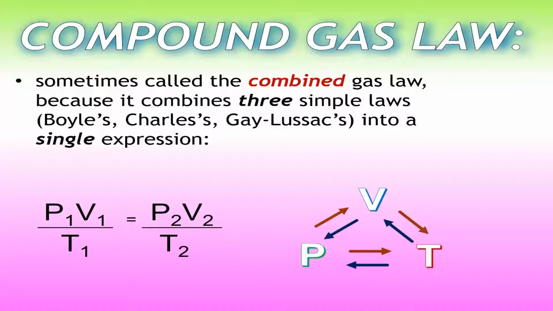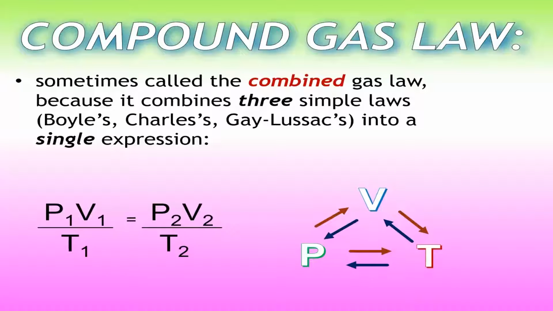Now, these three simple laws can all be collected together in what's called the compound gas law, or sometimes it's called the combined gas law, precisely because it combines those three simple laws into a single expression. If you look at this formula, P1 V1 over T1 equals P2 V2 over T2, if we imagined that there was no fraction and that there were no T's, then that P1 V1 equals P2 V2, that would just be Boyle's law. Or if we imagined that the pressure term was not there, that would be Charles' law. Or if we imagined that the volume term was not there, that would be Gay-Lussac's law.